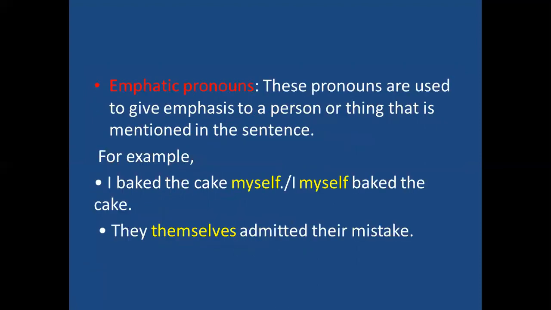Next kind of pronouns are known as emphatic pronouns. These pronouns are used to give emphasis to a person or thing that is mentioned in the sentence. Remember, emphatic pronouns are used to give emphasis to a person or a thing that is mentioned in the sentence. For example, I baked the cake myself. I myself baked the cake. In this sentence, we have given an emphasis on the subject. Who baked the cake? I. I myself baked the cake. They themselves admitted their mistake. Therefore, there is an emphasis on the subject.